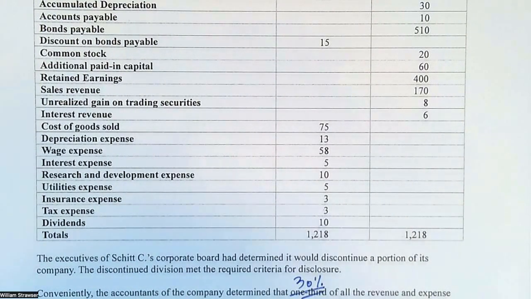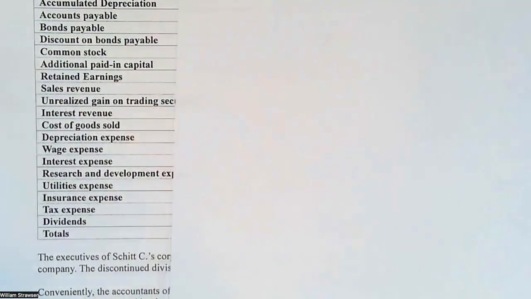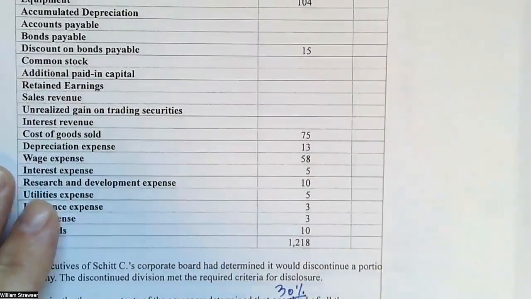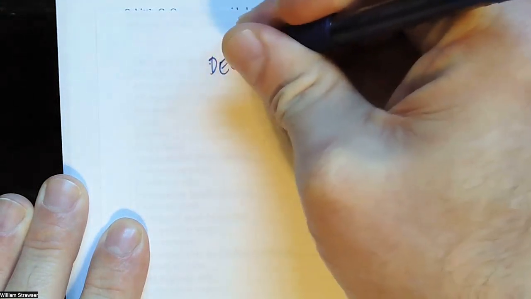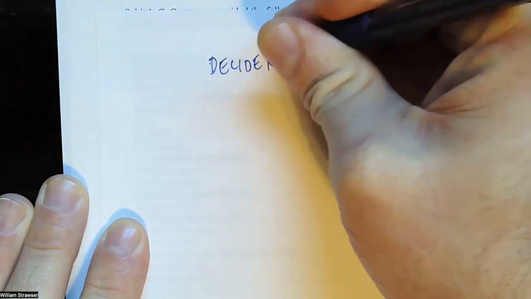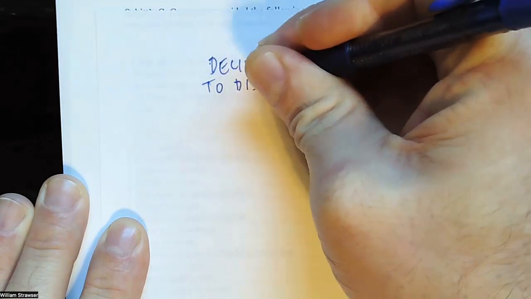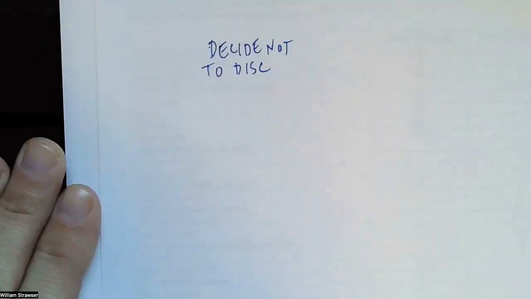Now, in order to lay it out, we're going to go through what this company would be without the decision to discontinue. So if we do not discontinue, then we're building the income statement as normal. So we decide not to discontinue, then what do we have going?